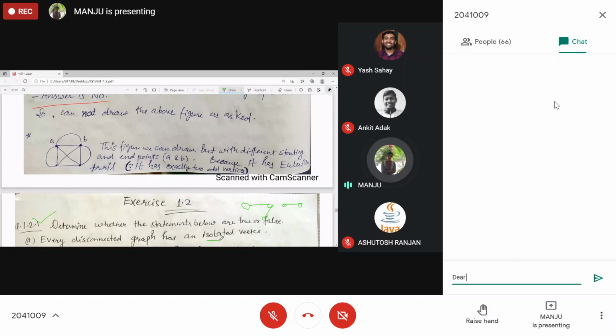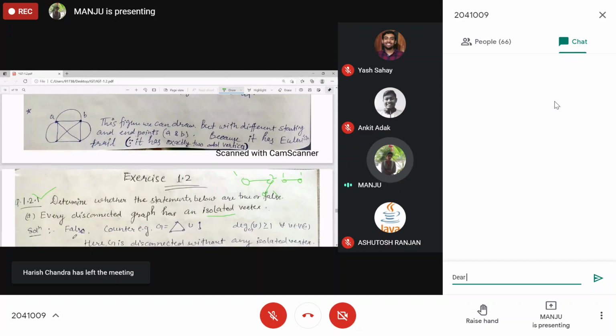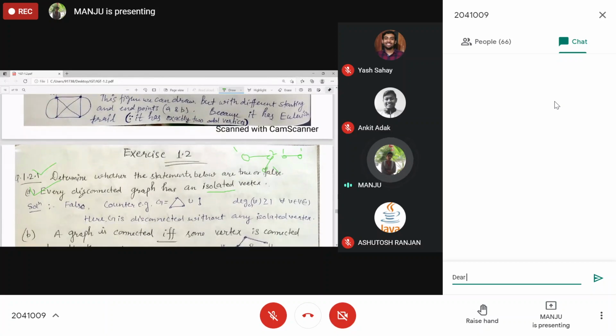And what do you understand by isolated vertex? Degree 0. So you don't have any degree 0 vertex here: 1, 1, 2, 1, 1, right? So like this, any counterexample you can give. Okay, so this is false. Obviously, you can give examples of disconnected graphs which have an isolated vertex, but this is not happening for all graphs. That's why in general it is not true.